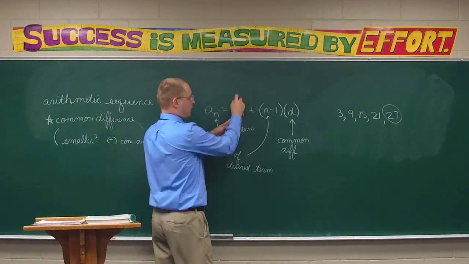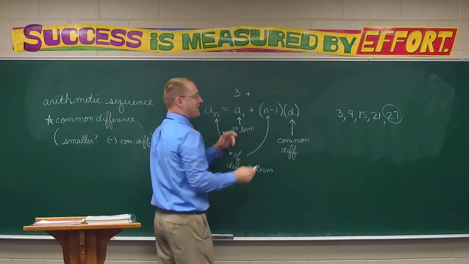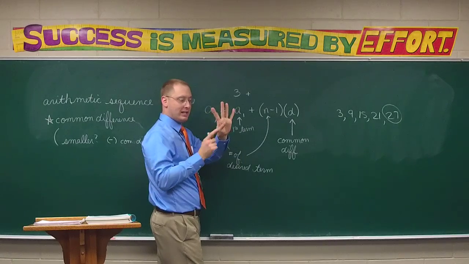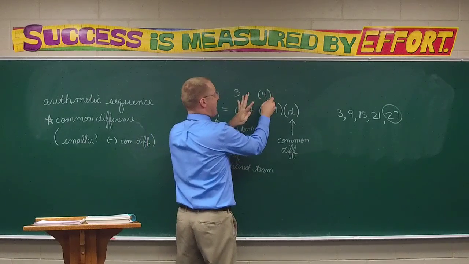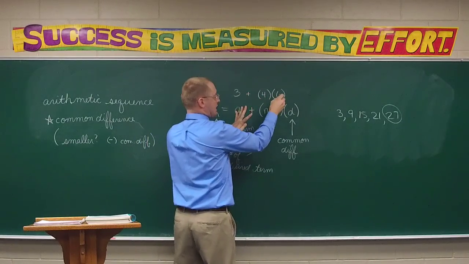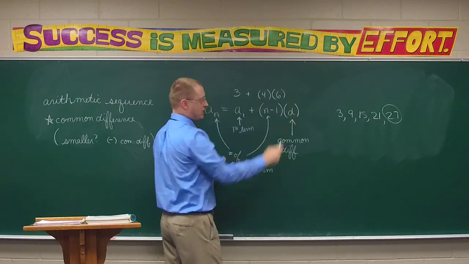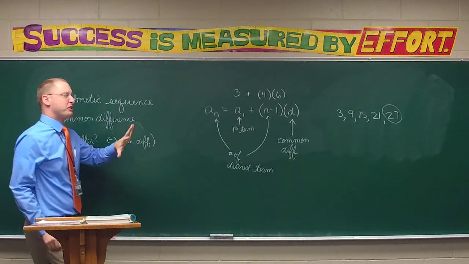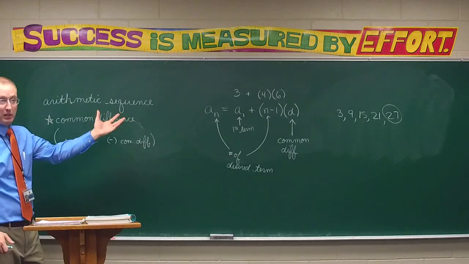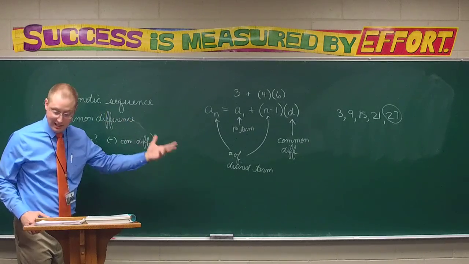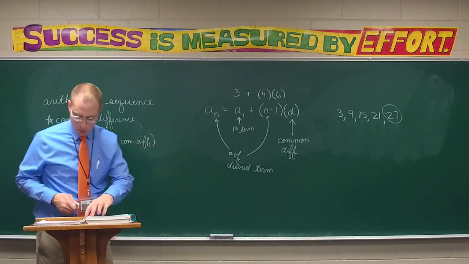Let's start with our first term, which is 3. Now we're finding the fifth term, so 1 less than that would be 4 times. We have to add the common difference, which is 6. 24 plus 3 is 27. So for a fifth term, was it that much work saved? Probably not. But as you can imagine, if you go out to the 20th term, that's going to make a world of difference.